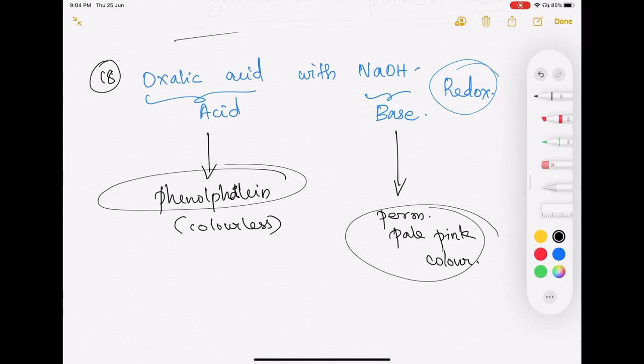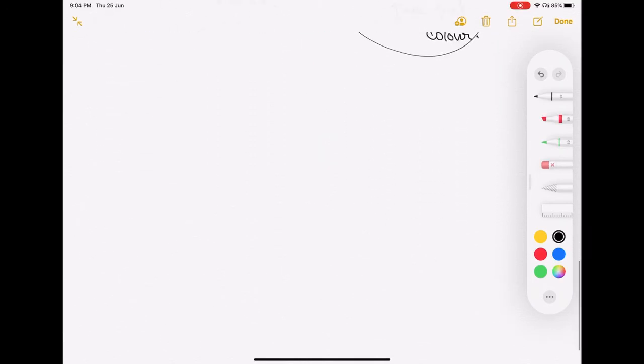And they can ask about what is the endpoint. Endpoint will be the observation of permanent pale pink color. So pale pink is very important, and this indicates that the reaction is just complete. So that was your 18th VIVA question. Okay, let's see what is the next VIVA question.